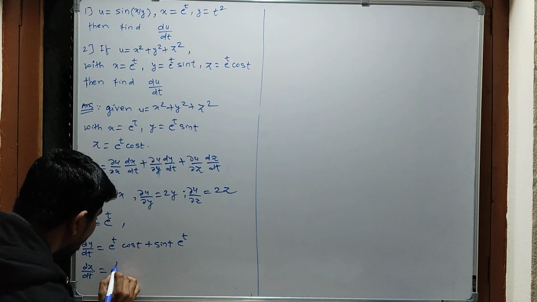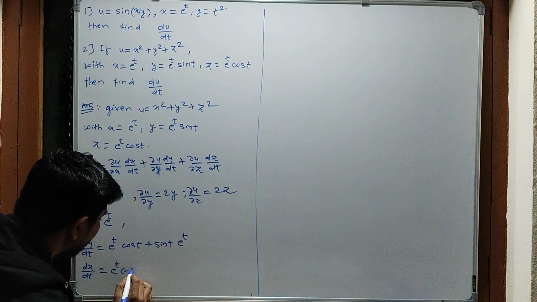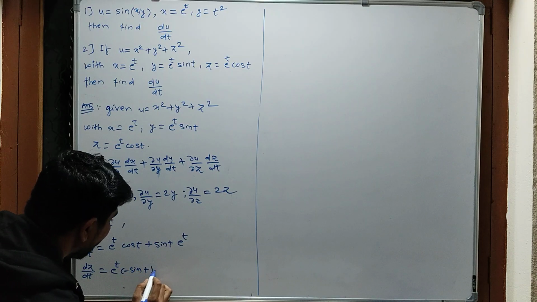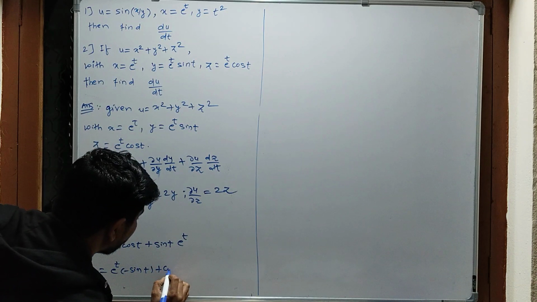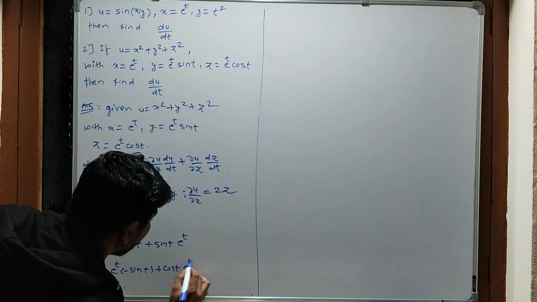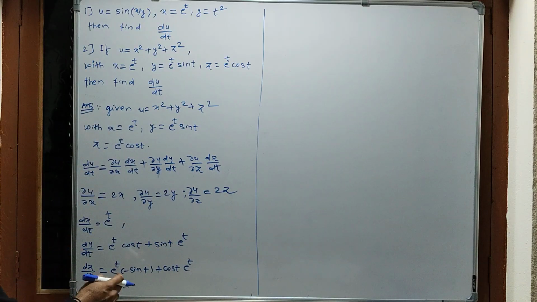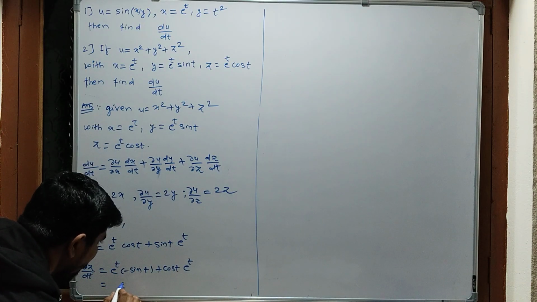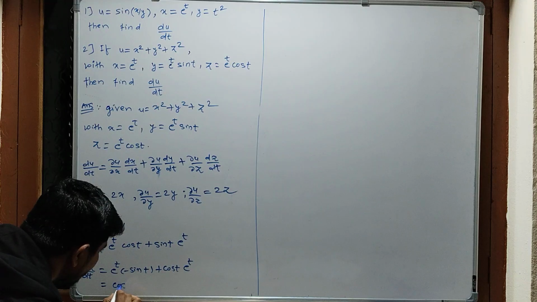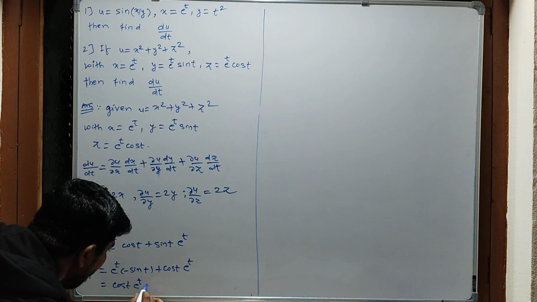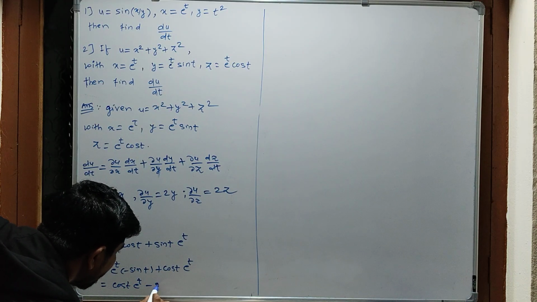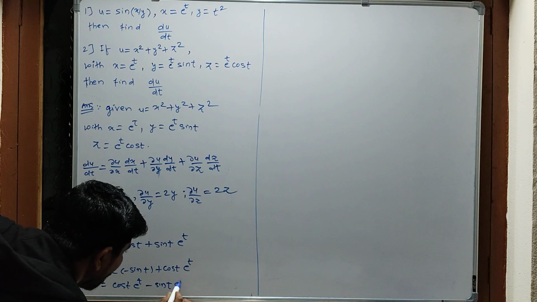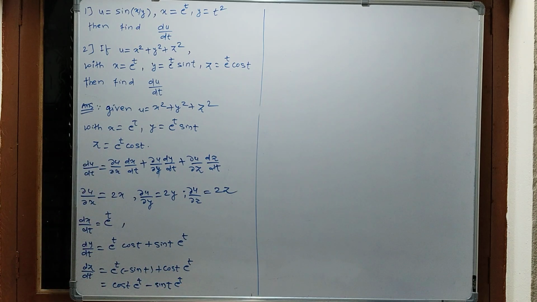So here, first, as the derivative of cos is minus sin t plus cos t, second, as it is cos t, into derivative of first. So here I will write this is equal to cos t e to the power t minus sin t e to the power t. Now here you can take e to the power t common and write, so no issue.